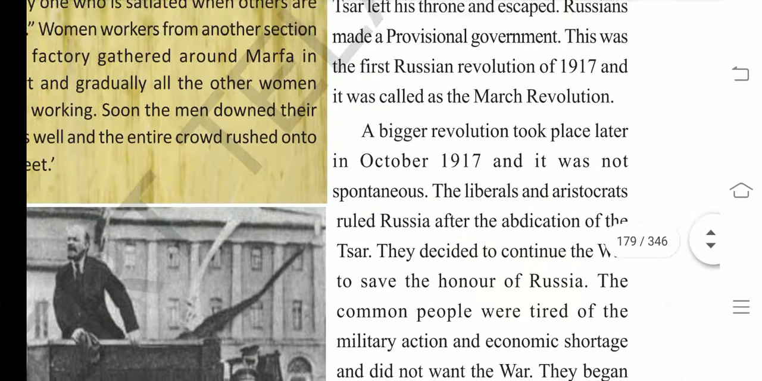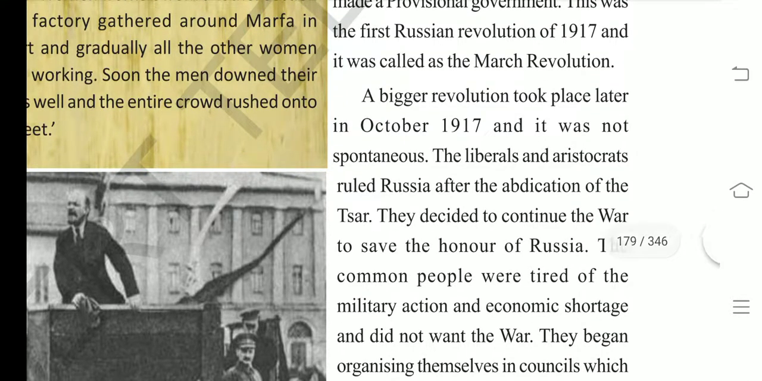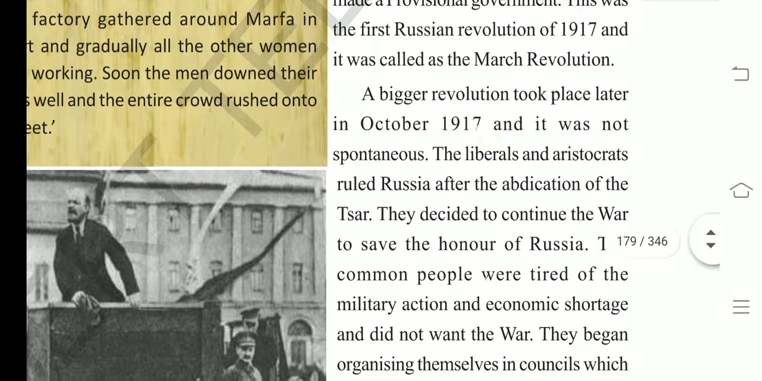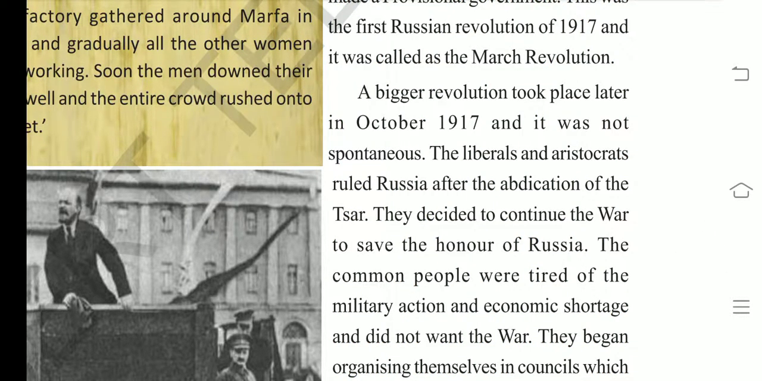Then after that, one more revolution occurred in the Russian Empire in October 1917. Okay, and that was not at all sudden. There, the liberals and aristocrats who ruled Russia after the abdication of the Tsar decided to continue the war. People, women, workers, soldiers were not interested in continuing the war, that is World War One.